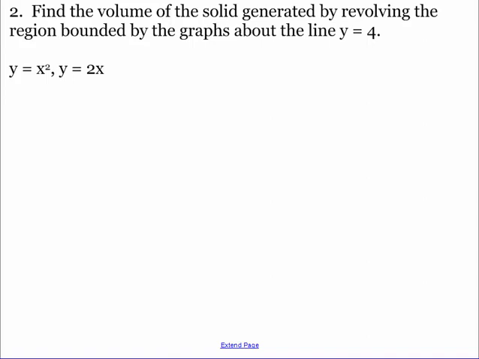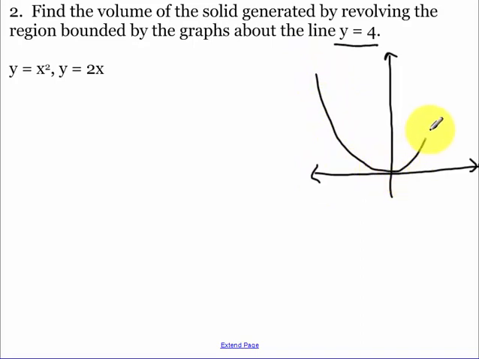Okay, our next example. Find the volume of the solid generated by these two functions revolving around y equals 4. Sketch yourself an idea of what the graph looks like. Y equals x squared looks something like this. Y equals 2x, y-intercept of 0, looks something like this, and y equals 4.